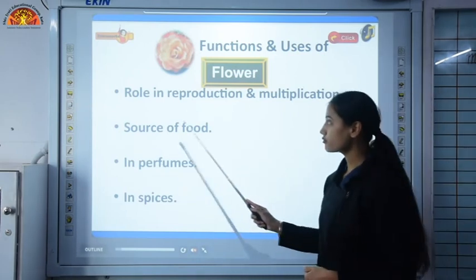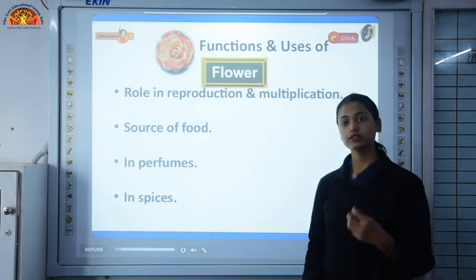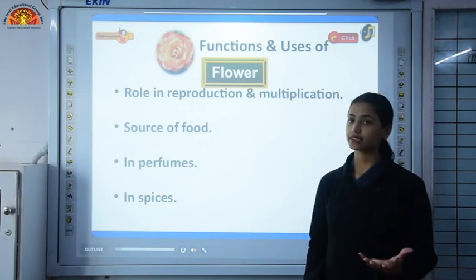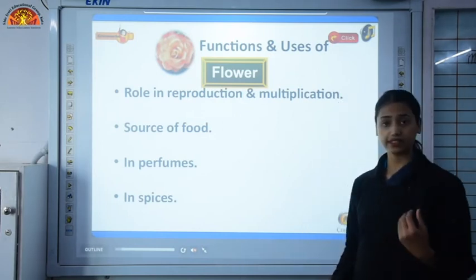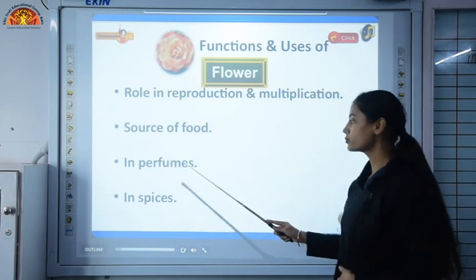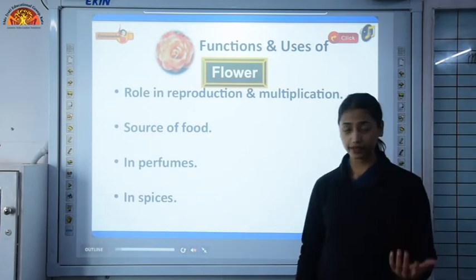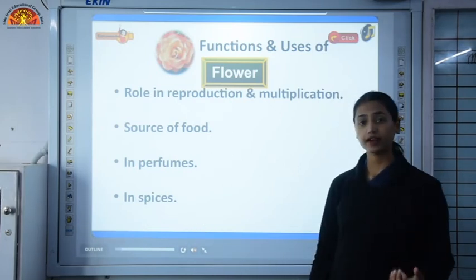It is a source of food, yes. Flowers have nectar, so this is food for so many insects, and cauliflower, broccoli are food for us, we eat them. Then flowers are used in perfumes also because flowers have fragrance. Then in spices like cloves, that is a dried flower.